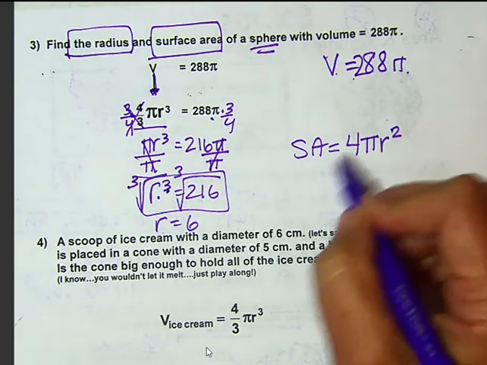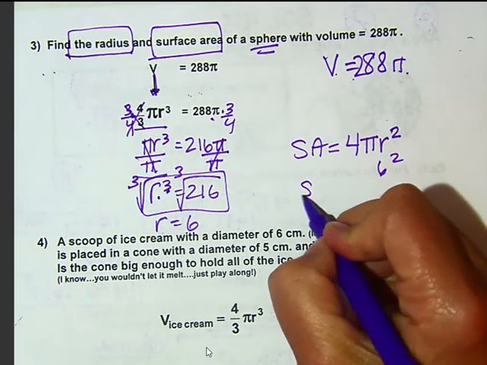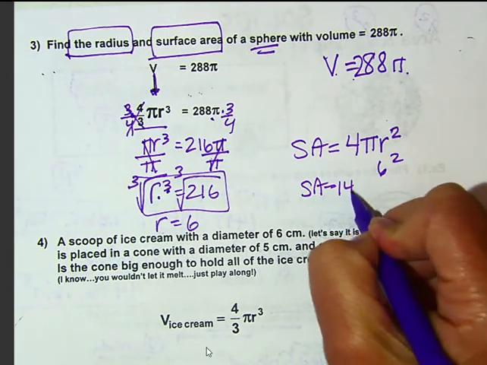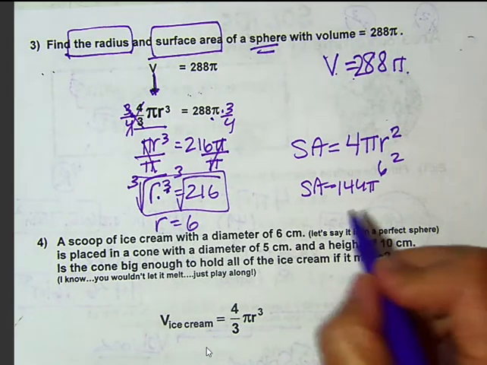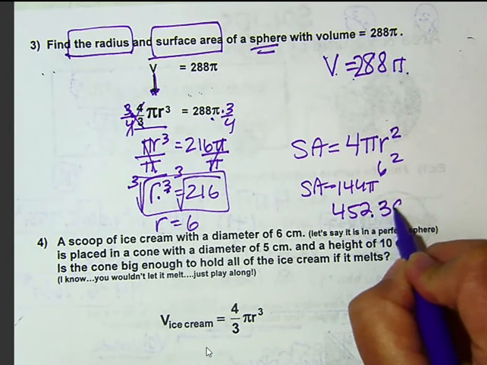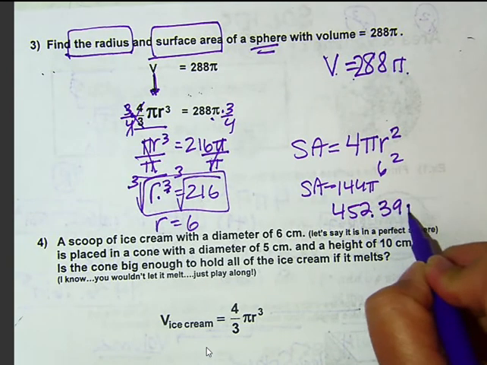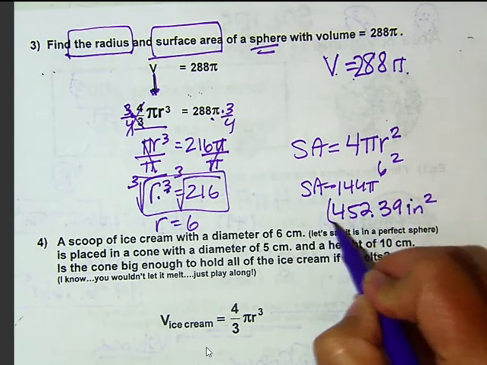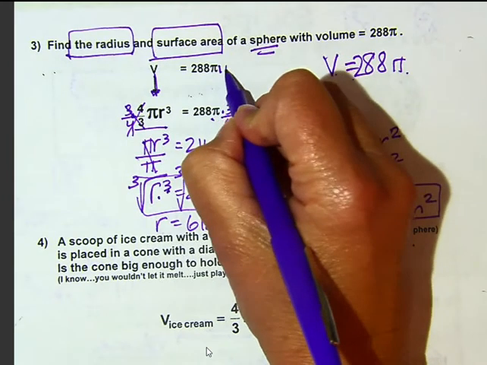So I'm going to plug my r in here, and I get 36 times 4, and I get 144 pi, or 144 times pi is 452.39. We don't have units. Let's say inches squared. Okay, let's call this inches. Let's say this is 288 pi inches cubed.